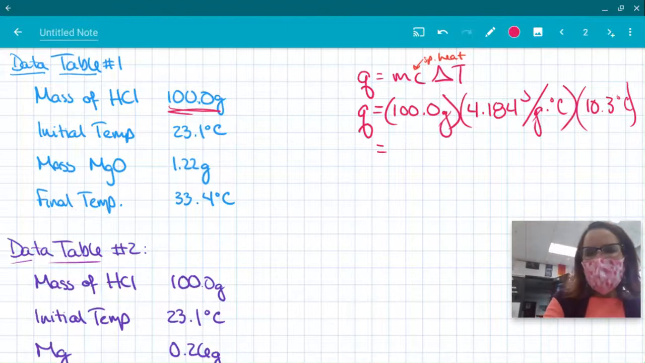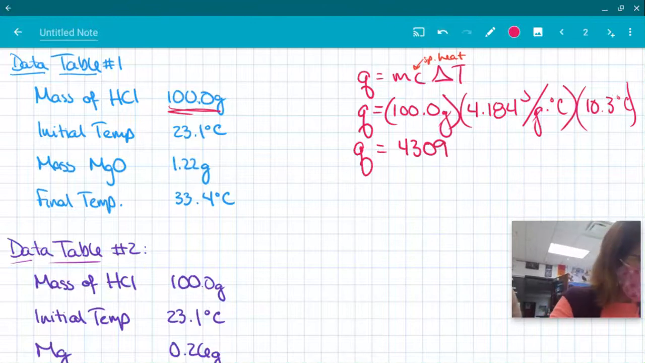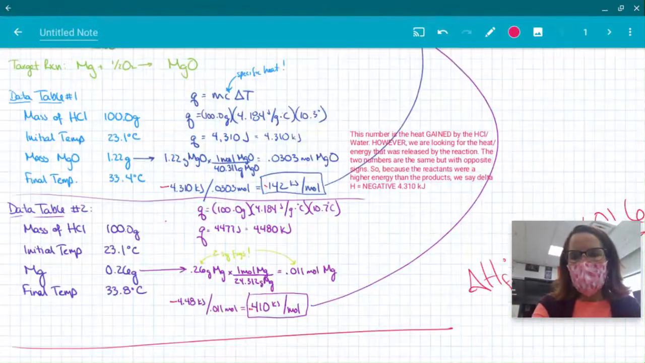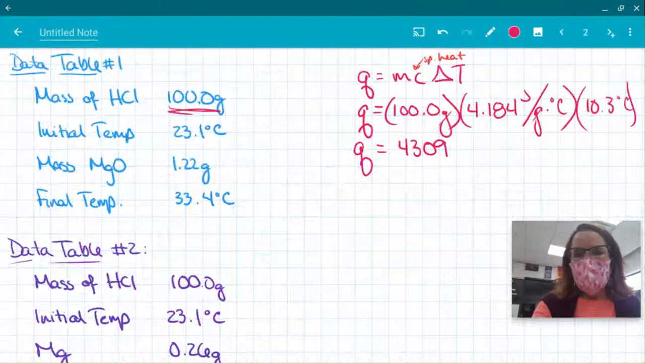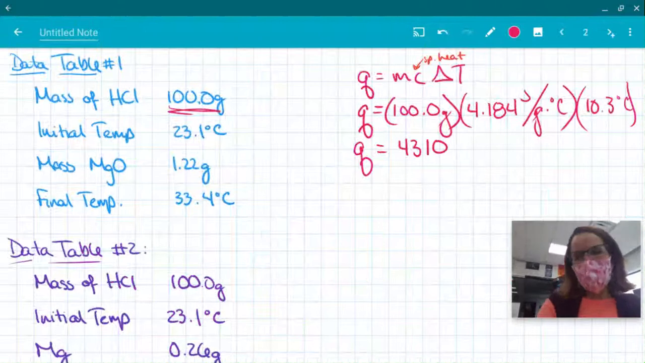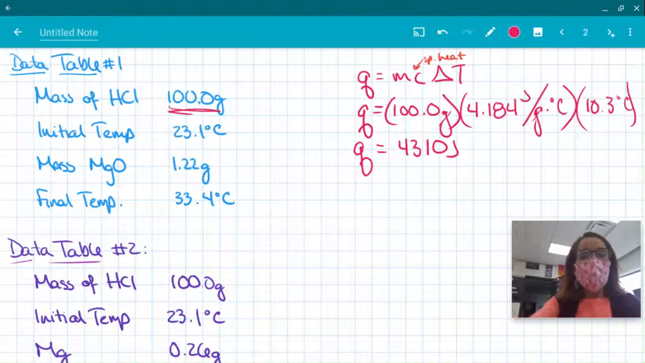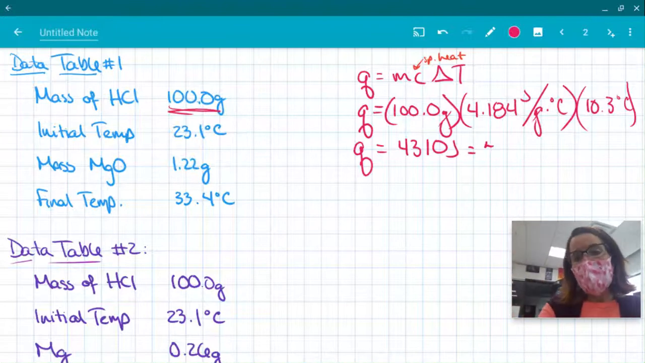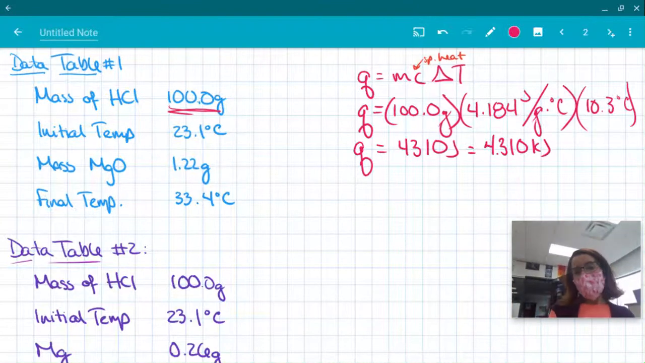What you have calculated is in joules. Oops, that looks like a G, not a Q. There we go. So this was mine, 4309. Oops, actually, not cool. Mine was, if I use sig figs, 4310 joules. When we're doing delta H, we usually want it in kilojoules. So I'm going to convert that into kilojoules right now by moving the decimal over 3 places. So mine is 4.310 kilojoules. That's what Q was.